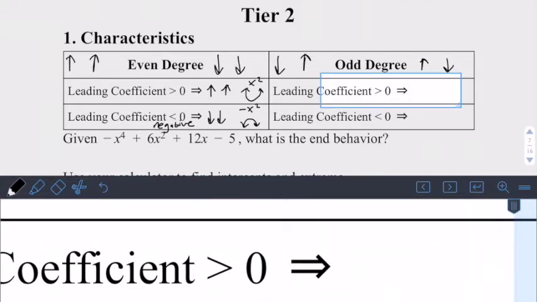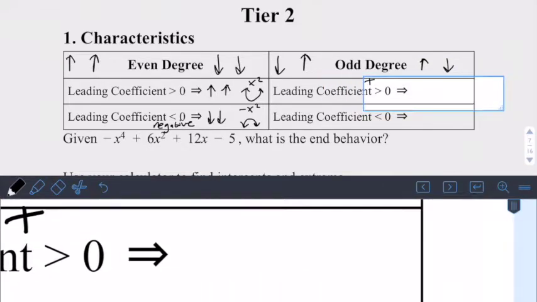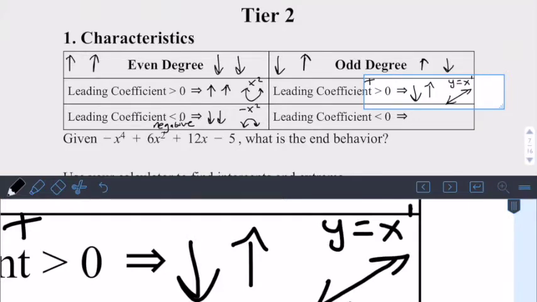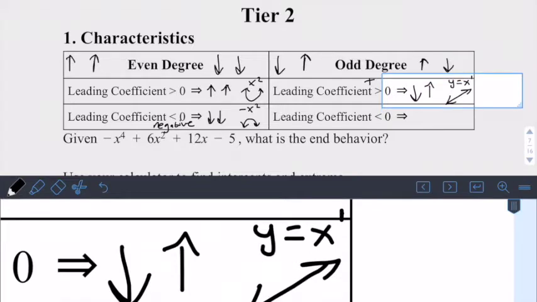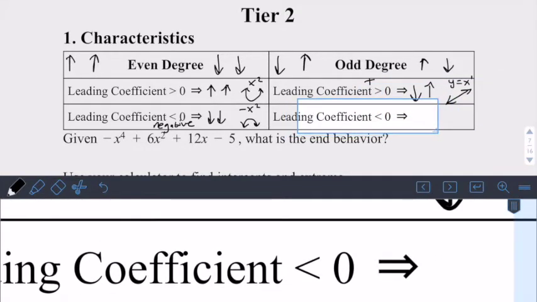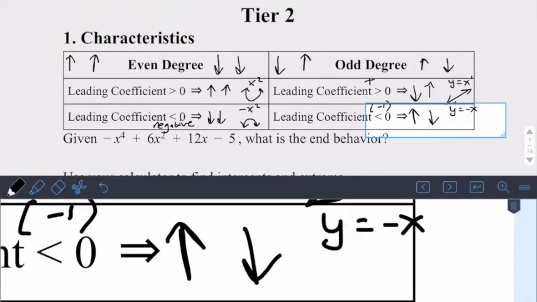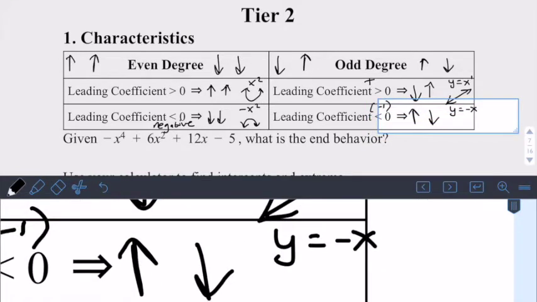If the leading coefficient is positive, then we have the down, up. Think of the function y equals x, right? x to the first. That graph looks like this. You can see on the left it goes down, and on the right it goes up. If the leading coefficient is negative, below 0, less than 0, then we have the exact opposite. We have this up, down end behavior, and we would say y equals negative x. That would be a vertical flip. If you think about that negative slope, it would look like this.